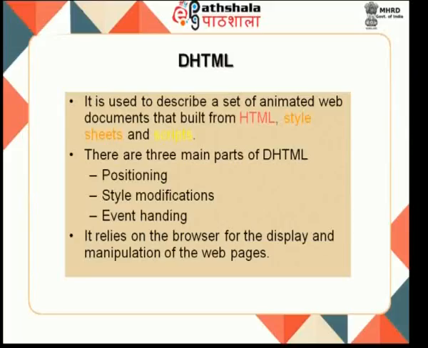So, when you want a form that is displayed to the client to interact with the client without going to the server, you need to design that web page using DHTML. You add some scripts to the web page that run on the client side, in the client web browser, and style sheets are also added; this is called DHTML. The three main parts of DHTML are positioning, style modifications and event handling.